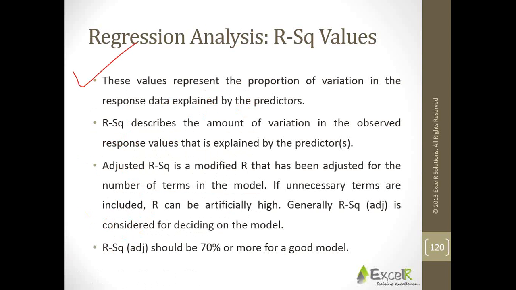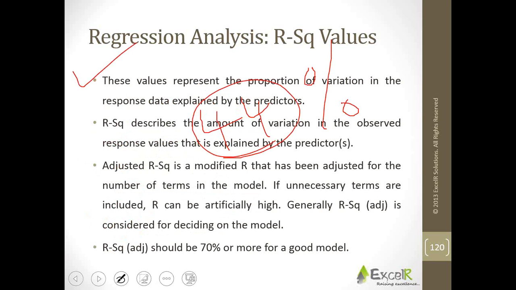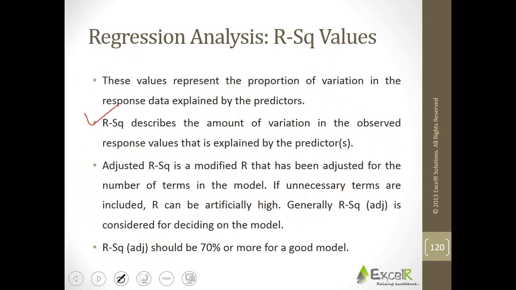Then we have also seen the R squared value. R squared represents the proportion of variation in the response data explained by the predictor. In our previous example, the R squared value was approximately 44%. So 44% of your sales is explained by your promotional expenses. That is what you say. R squared describes the amount of variation, which we have already discussed.